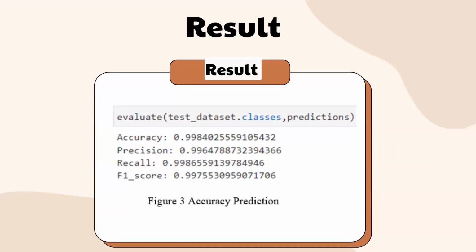Then we go to recall. Recall is true positives divided by true positives plus false negatives, and that comes to around 99.86%. And at the end is the F1 score, which is 2 times precision times recall divided by precision plus recall. That comes to 99.755%.